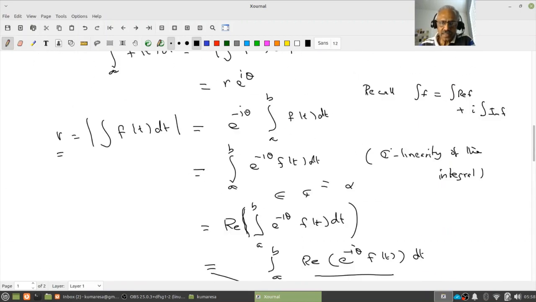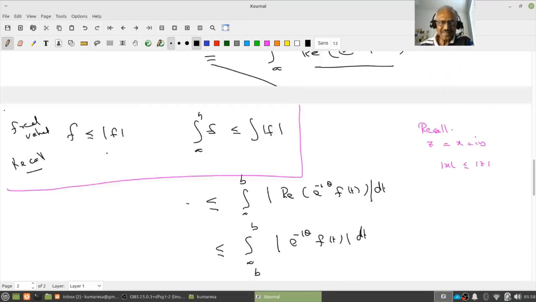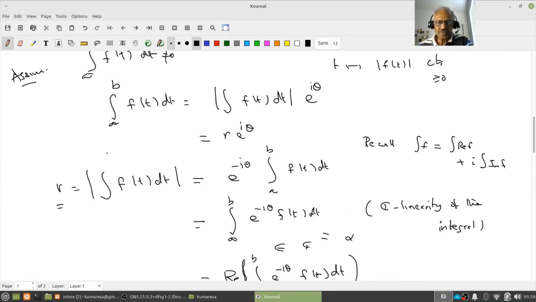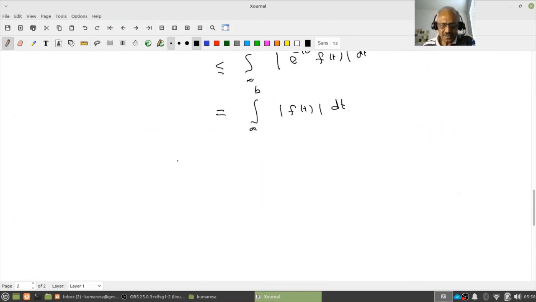So now let us go back. I started with r, which is the modulus of the integral, and what I have shown is that it is less than or equal to the integral of the modulus. Is the proof clear? It looks almost like magic, right? Just love this proof. Go back, please rewind, and understand this proof. I don't want to go back again. You should do it on your own now. Pause, review, and then proceed.